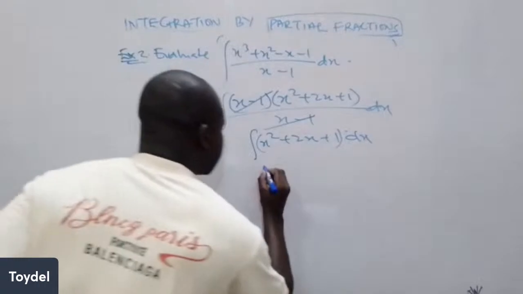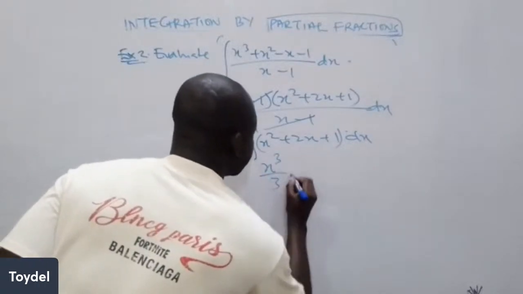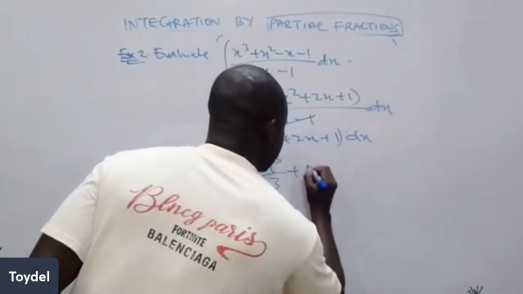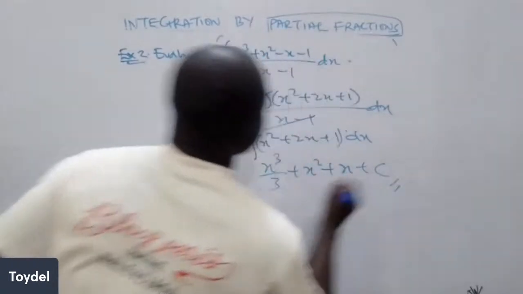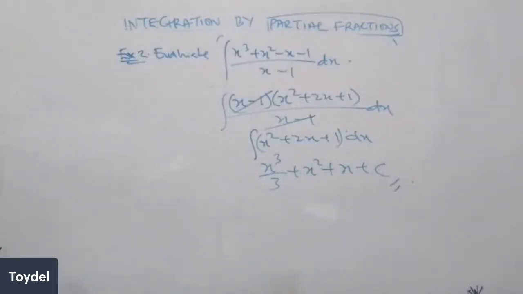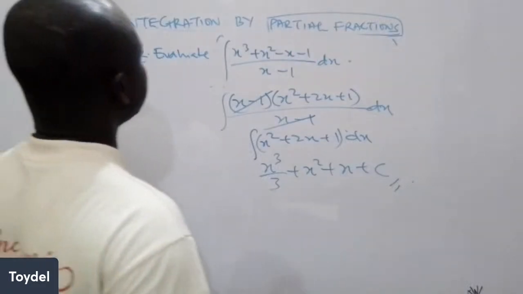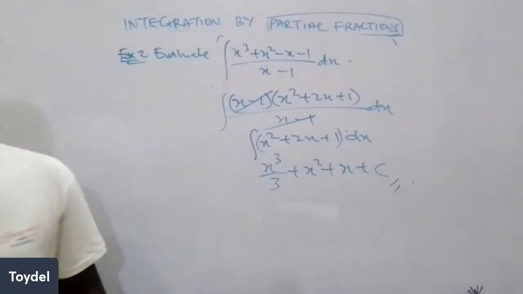Then if you integrate this, we are going to have x cubed over 3 plus 2x squared over 2. That will be x squared, plus a constant, x, plus an arbitrary constant. And that is what we are going to get as a final answer. I would love to stop the class. By the grace of God, we'll continue from there in our next class.